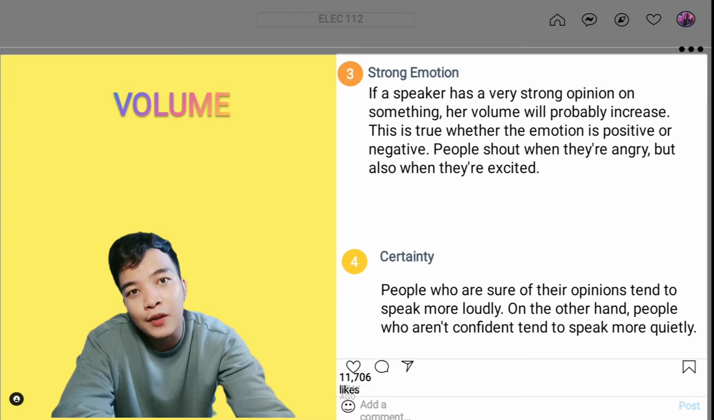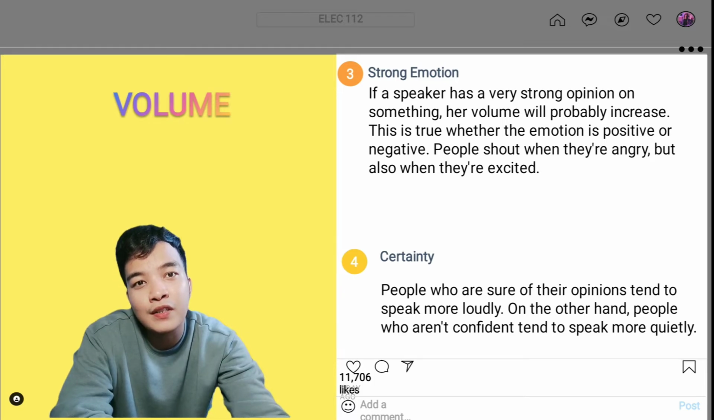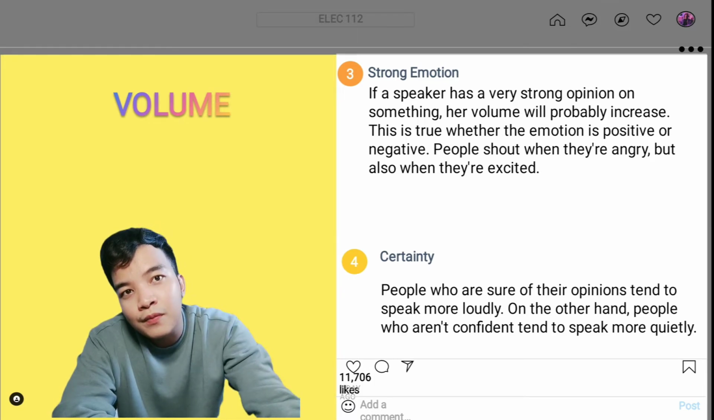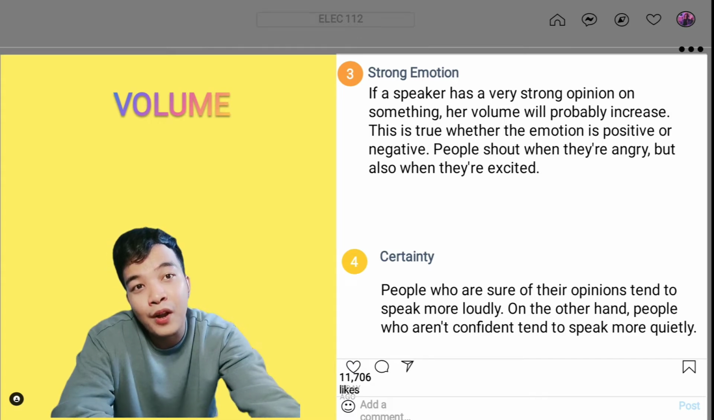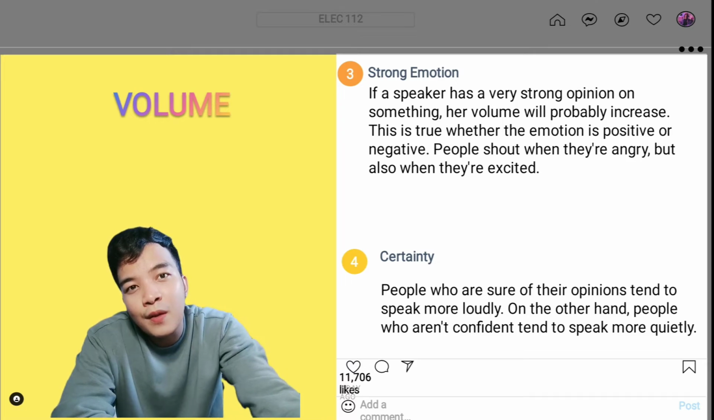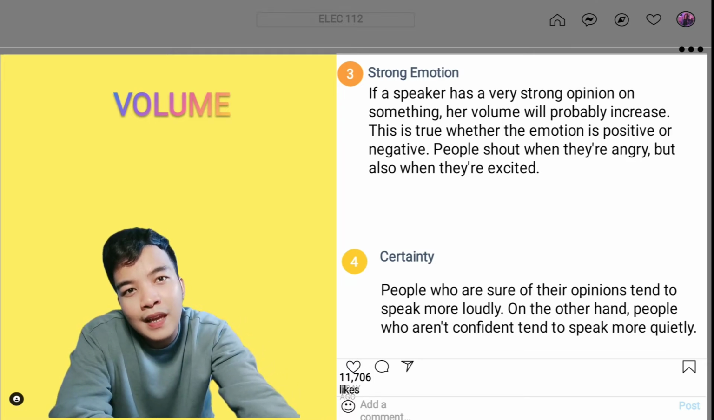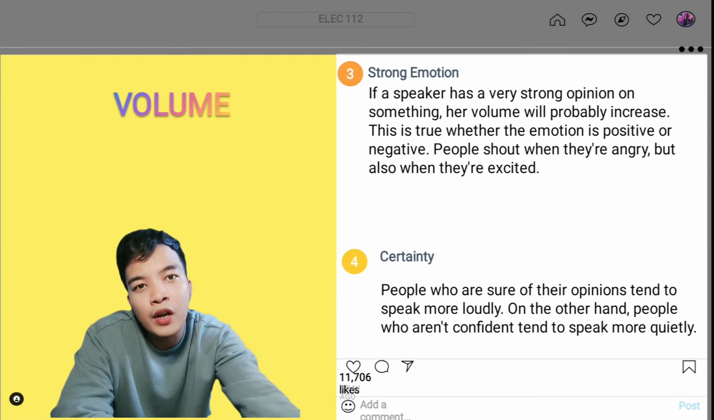So one big clue that you can listen for is volume. Volume refers to how loudly or quietly a speaker is talking. In English, volume can indicate several different things. Number one, emphasis. If a speaker thinks she's saying something important, she'll probably say it louder. In the middle of a paragraph at a normal volume, a sentence spoken more loudly stands out.